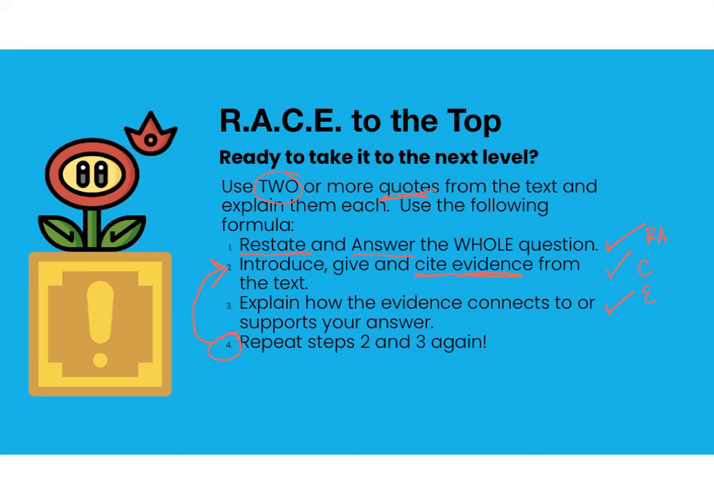So you cite another piece of evidence. First you introduce it, right? And then cite another piece of evidence, and then you come back and you explain that evidence again. So that's a 4, okay? That's taking it up a level.